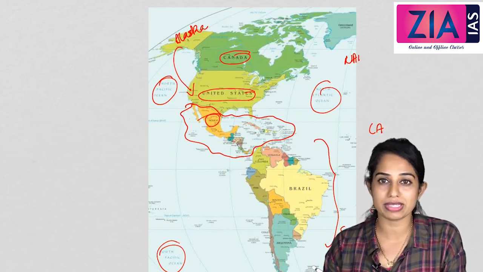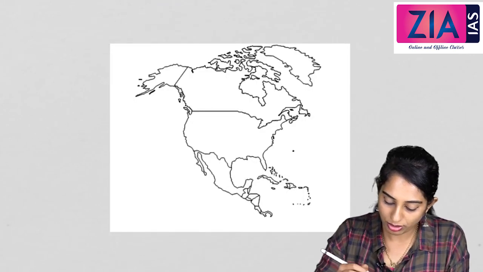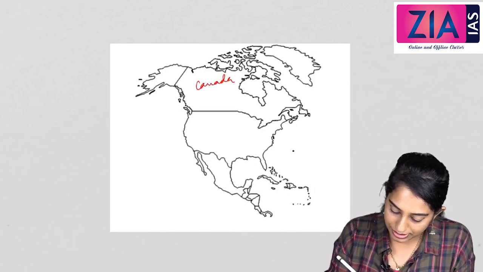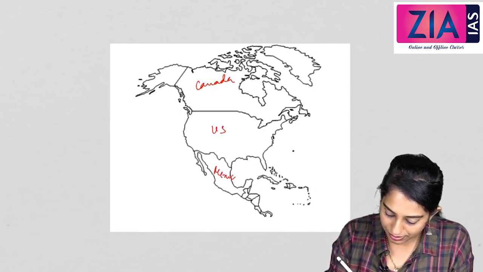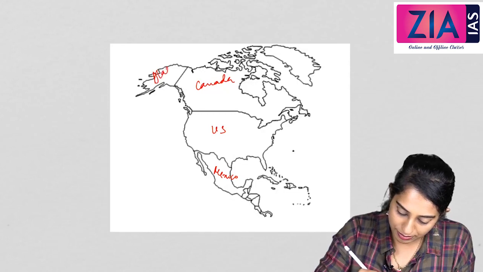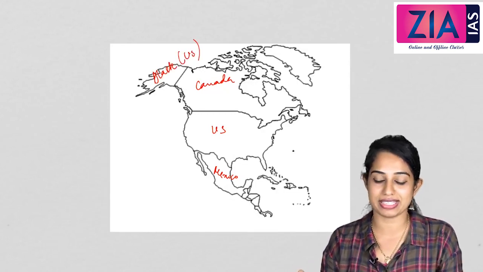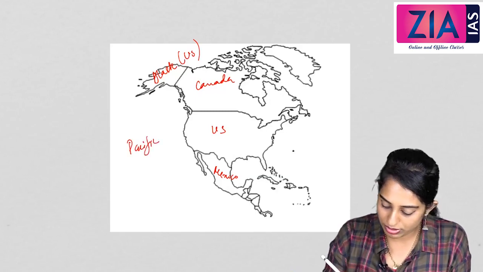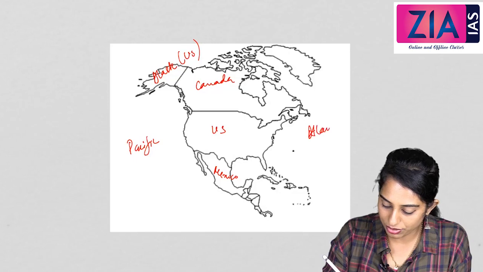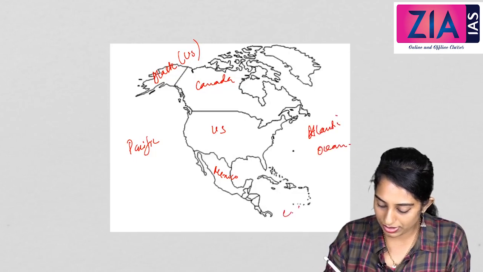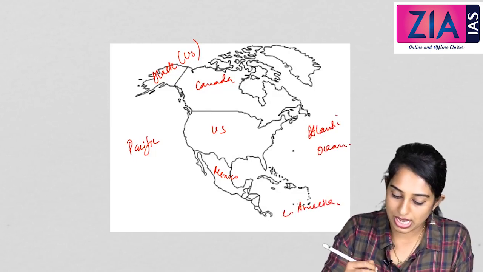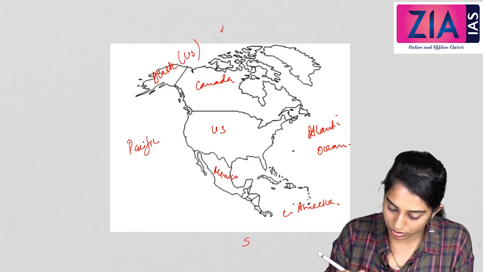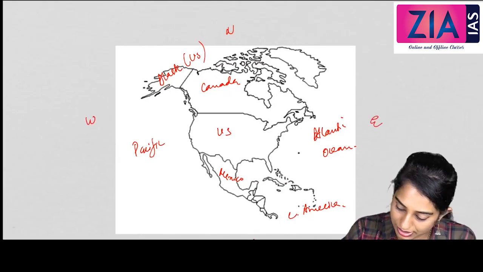Now we will move towards North America precisely. North America consists of Canada, this is the US, Mexico, and this part is Alaska, which is under the political jurisdiction of the United States. Towards the western side we have the Pacific Ocean, towards the eastern side we have the Atlantic Ocean. Here we have Central America. So this is south, north, west, east.